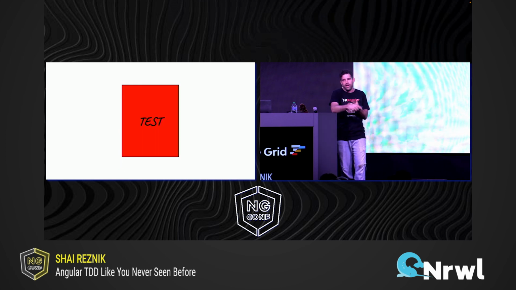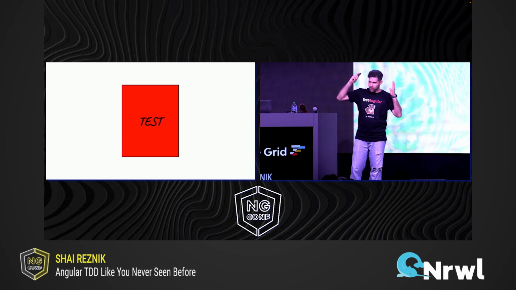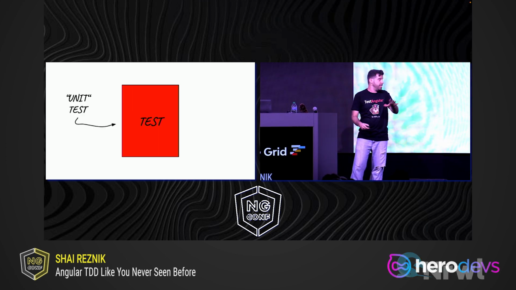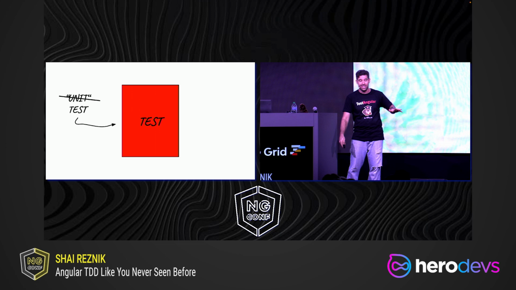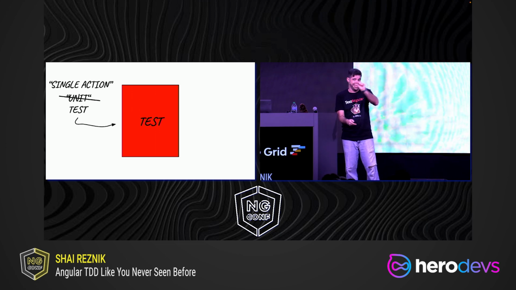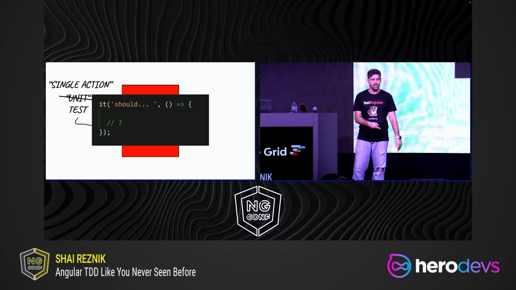Whenever we have a big problem that we want to solve, we always divide and conquer, right? And I'm talking about unit tests, although I hate this term, so I will call them single action tests. I'm calling them that because we're just testing a single action, and we'll talk about what actions are.